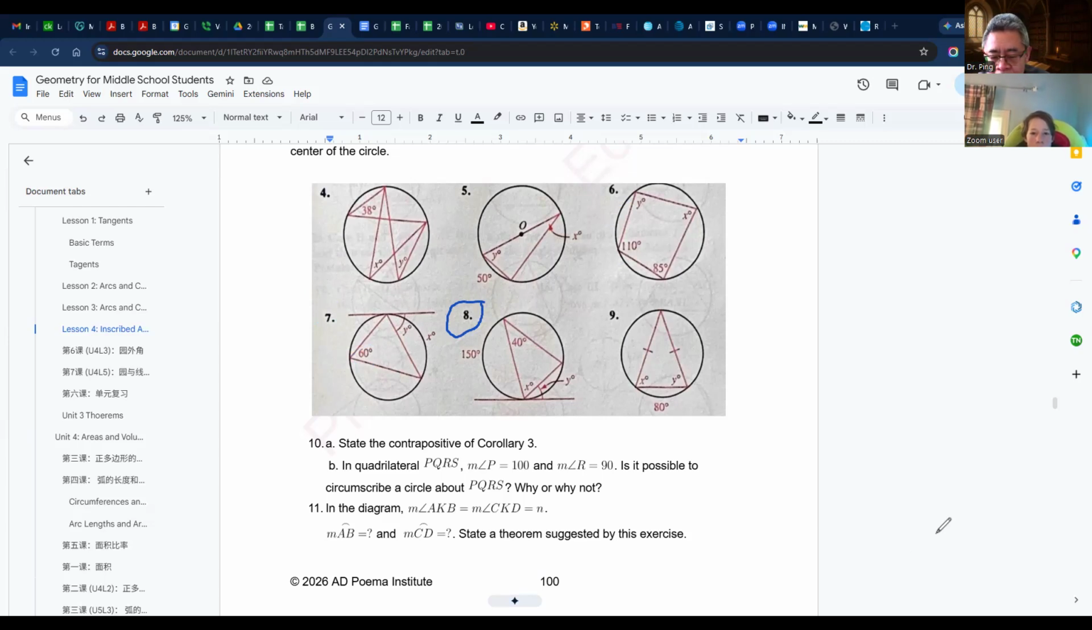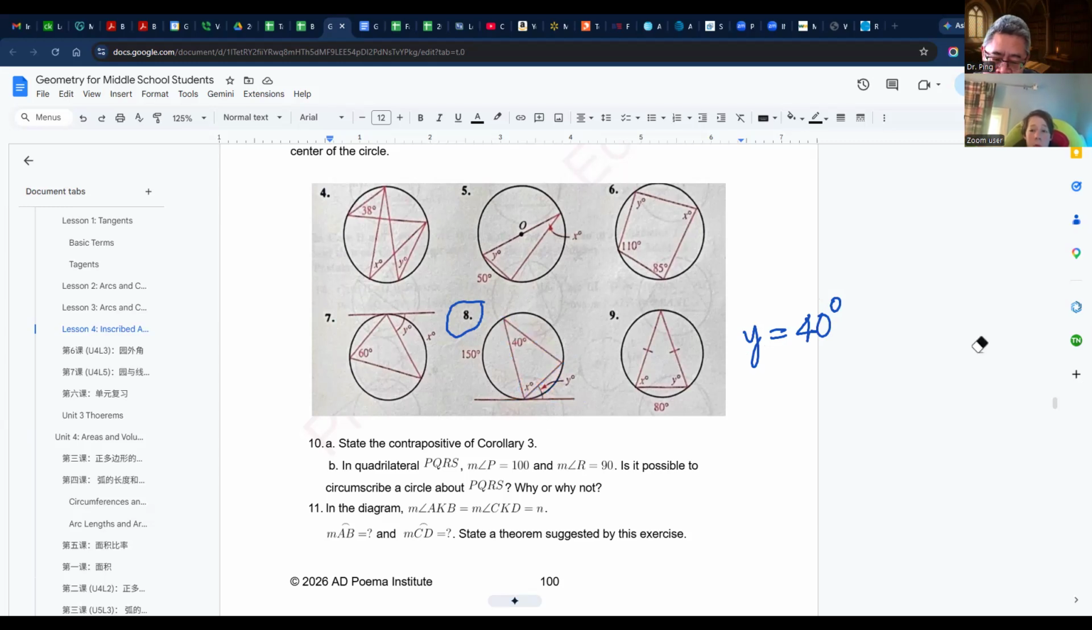Wouldn't X be 30 and Y be 110? No. Remember, where's Y? Y is between this line and that line, so it's half this arc. Well, this arc is also intercepted by this angle, which is also half this arc. So therefore, Y is 40. Good? Yep. So that's the first one.